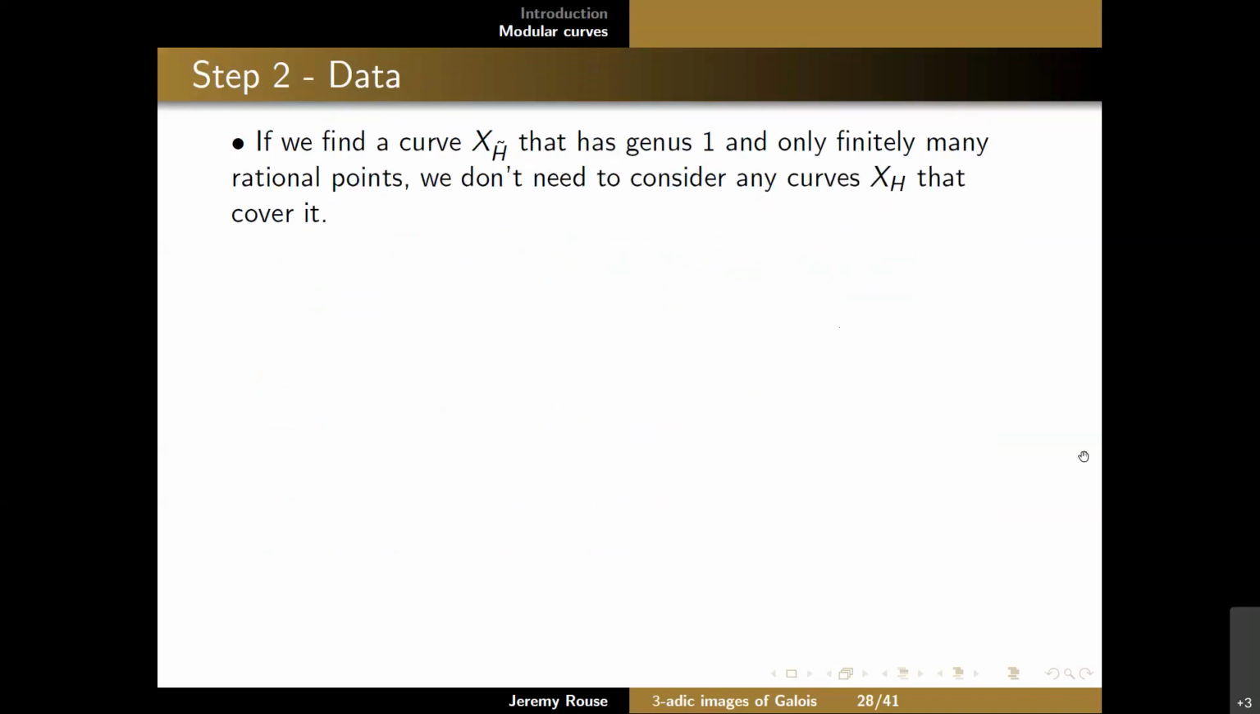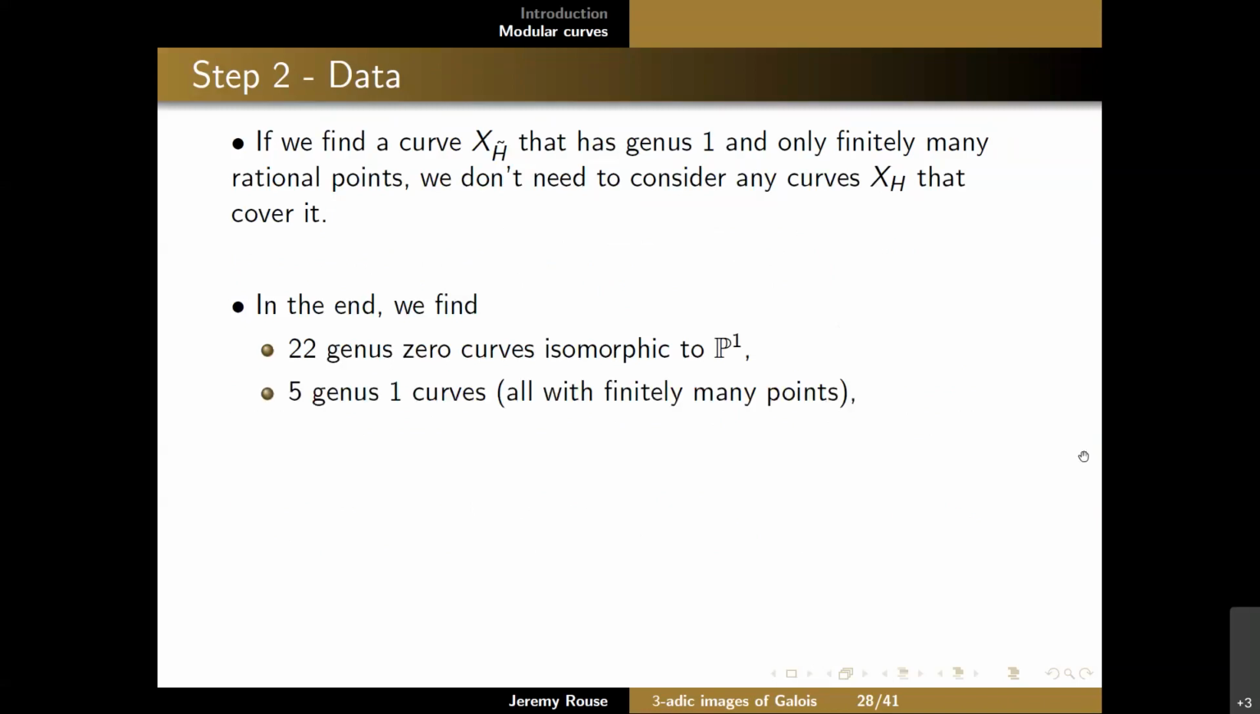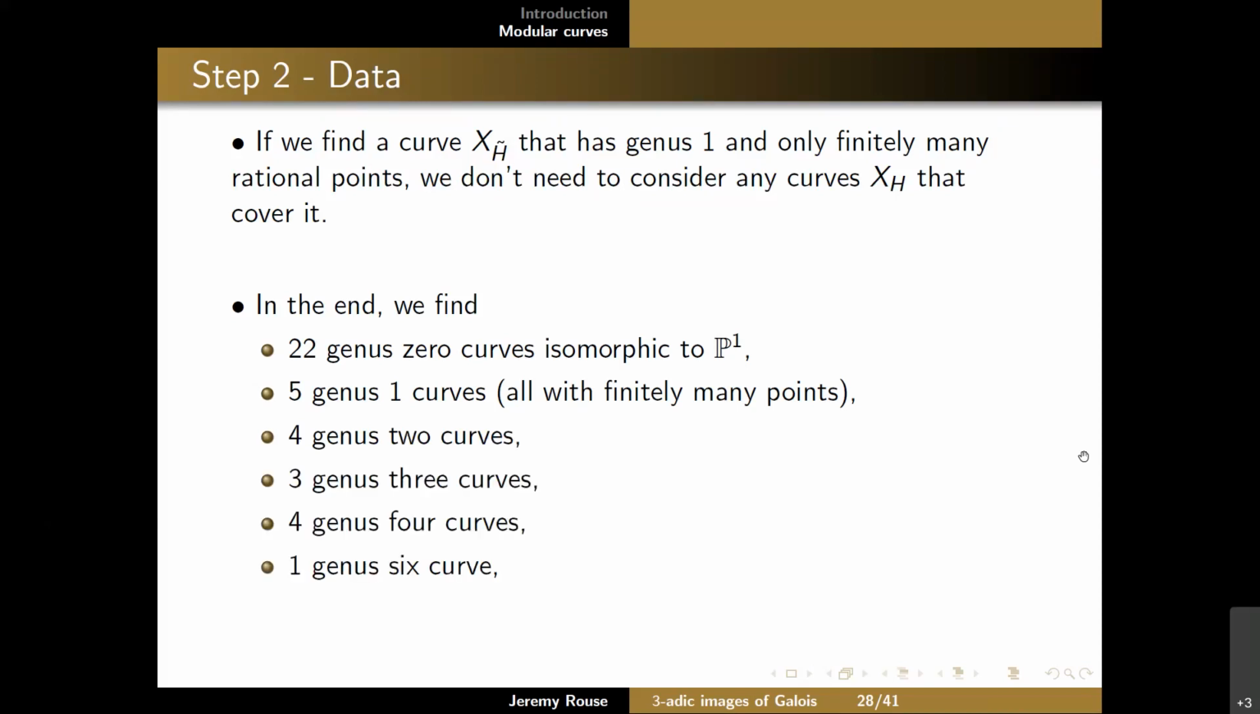One more slide about what we find. If we find that a curve X_H̃ has genus 1 and only has finitely many rational points, we don't need to consider any subgroups H that are proper subgroups of H̃. So when we're done computing models of curves, what we find is we get 22 genus 0 curves isomorphic to P1. We get 5 genus 1 curves, and every single one of these genus 1 curves has finitely many points. We get 4 genus 2 curves, 3 genus 3 curves, 4 genus 4 curves, a genus 6 curve, a genus 12 curve, and a genus 43 curve.